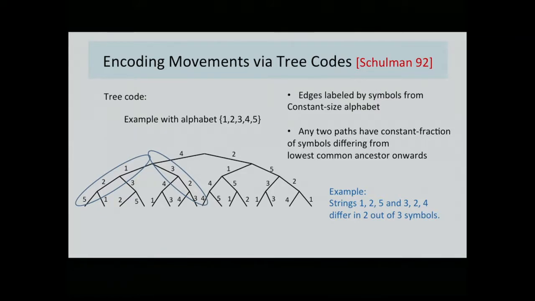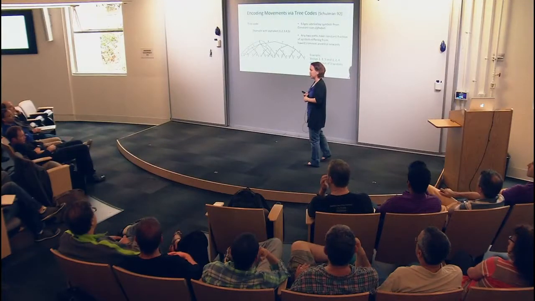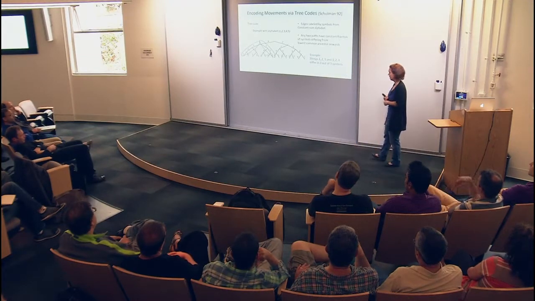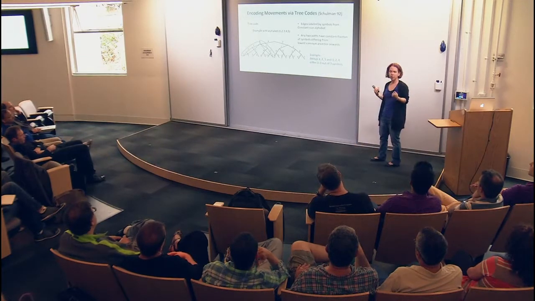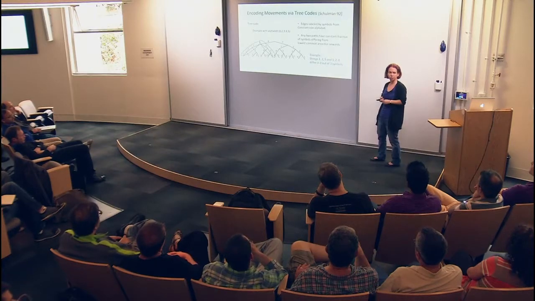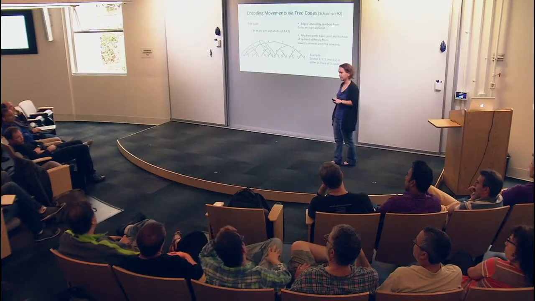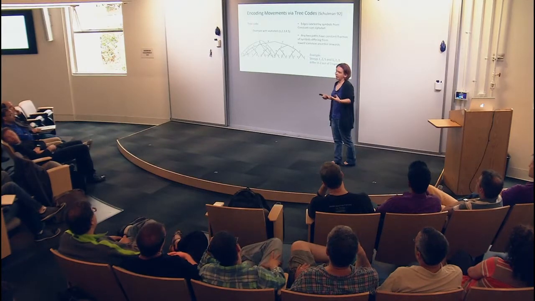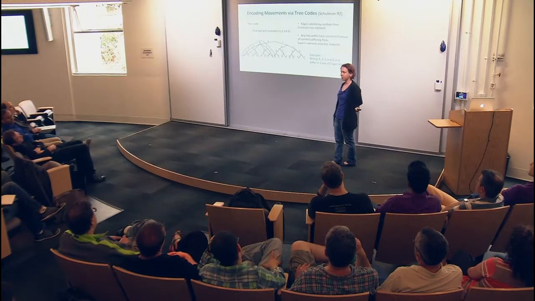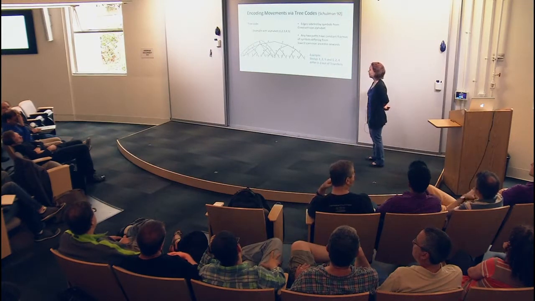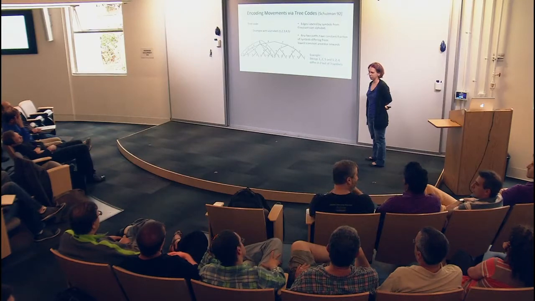Yes? But a parent and a child can have the same label. Yes, it's possible for a parent and a child to have the same label. Okay. Any other questions about the definition of this? Yes? Exactly constant fraction or at least constant fraction? At least constant fraction. If I have more disagreement, that's great. But I want everything to be bounded from below by the same constant fraction in the amount of disagreement that I have.